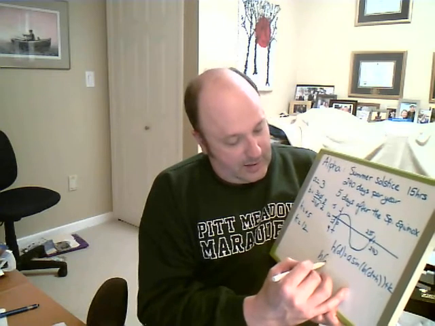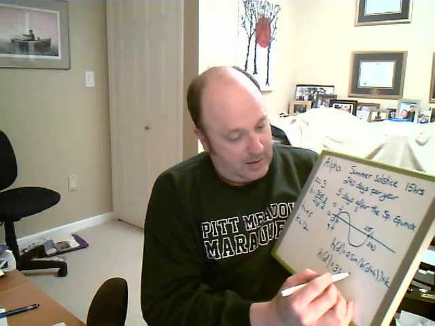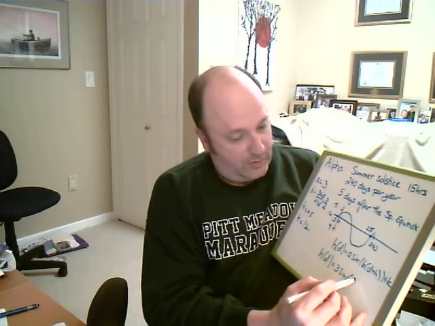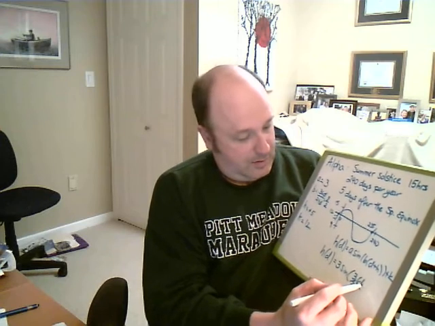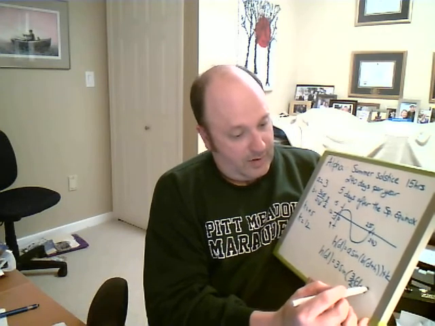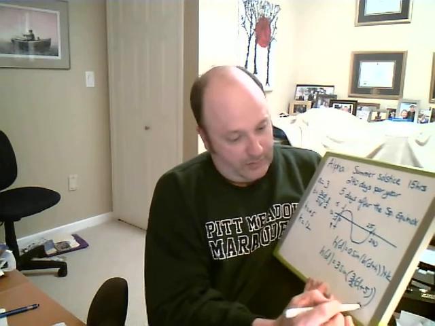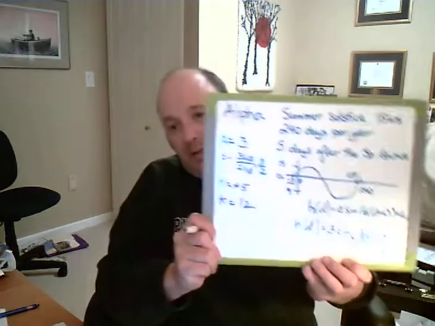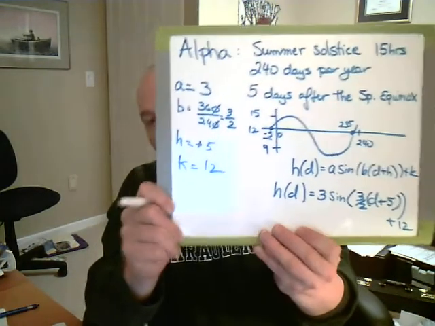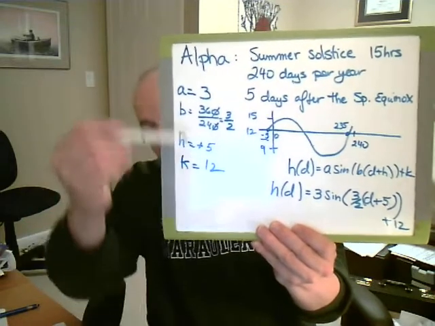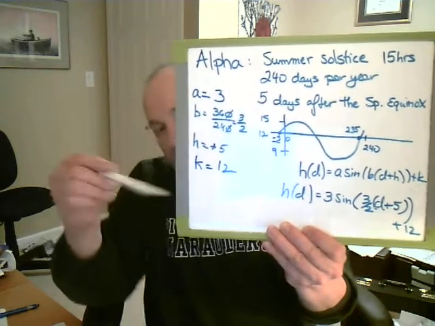The hours of daylight is equal to 3 sine of 3 over 2 (d plus 5) plus 12. Right? Because I have to add 5 to that, and then plus 12. Cool. Let's see if I can make that a little bit better. Cool. Okay, and so it's just setting up what the graph might look like over here, and taking the parts that you need and calculating your A, B, H, and K.